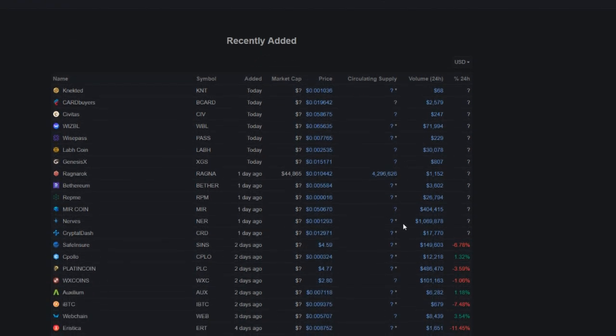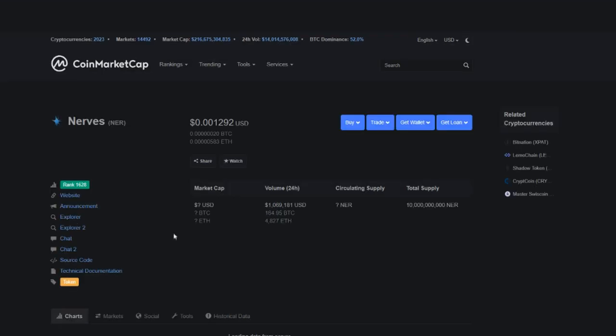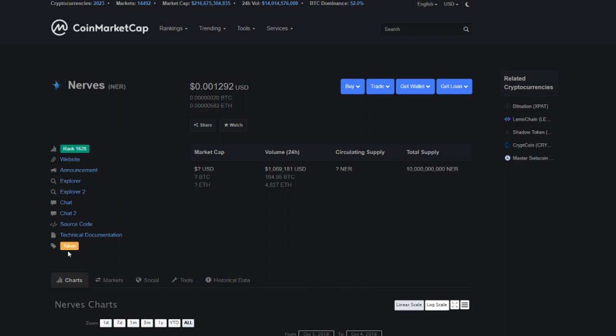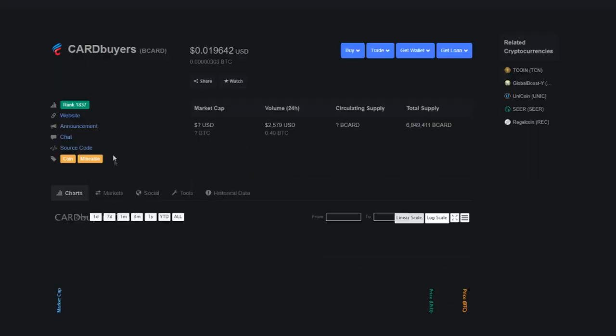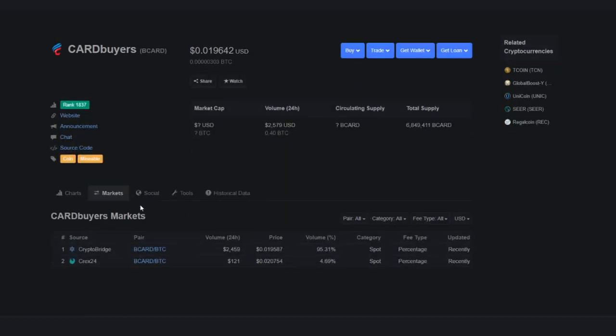So as you can see, some of the coins in here can be mined. Let's look at this one. Of course, I'm not sure, to be honest. It's a token, so it depends on the coin you're looking at, the market cap, everything. Okay, for example, Card Buyers is a mineable coin. Of course, it still doesn't have a market cap or it's still not discovered. And here it is listed on CoinBridge and CREX24.